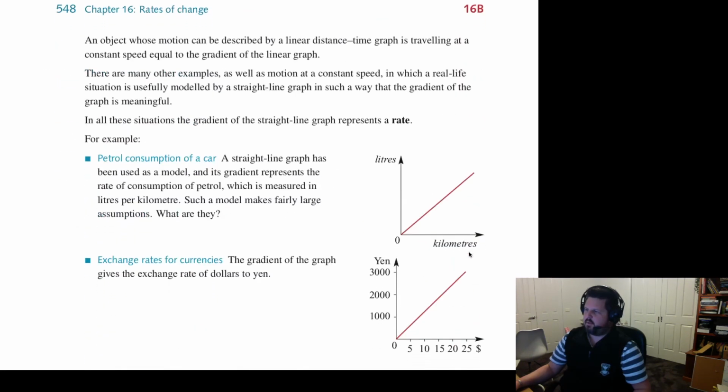This goes on and talks about some other areas where you have straight line graphs representing a rate, and the two examples they've given here are petrol consumption of a car. However, as the book does talk about, they're making some large assumptions there about the amount of petrol being used for the kilometres the car has travelled. And also exchange rates of currency can be represented using the gradient of a straight line graph.